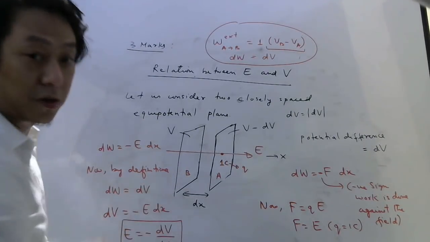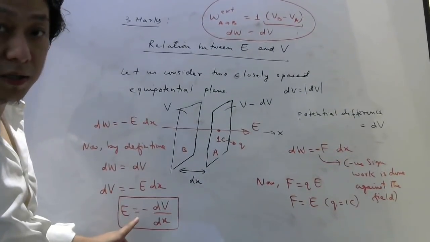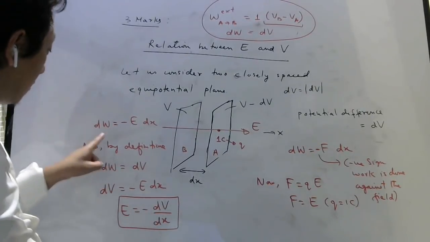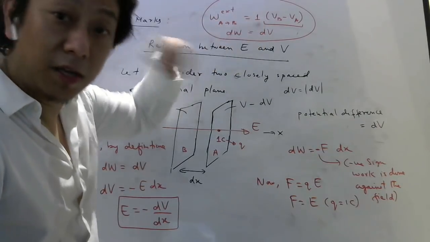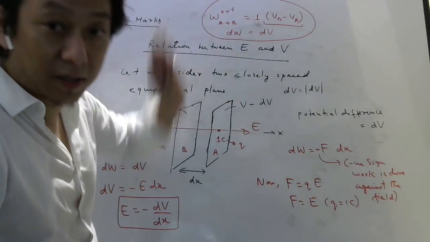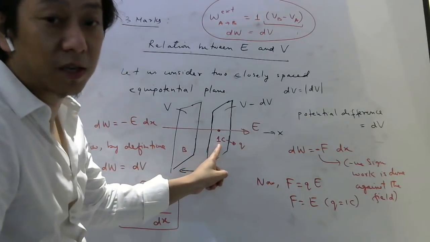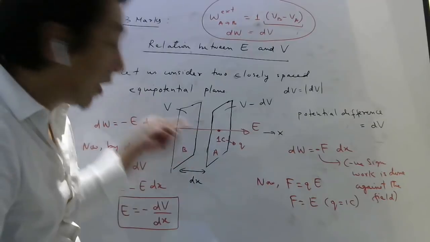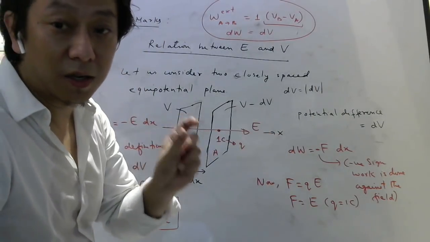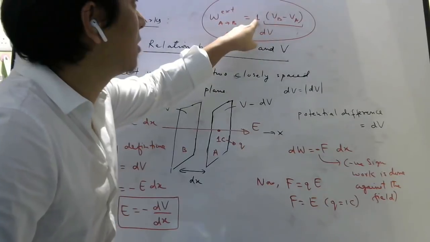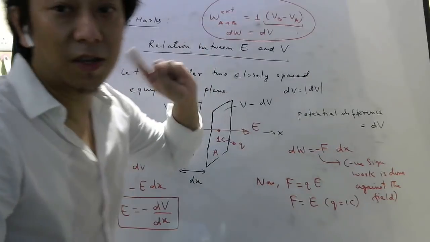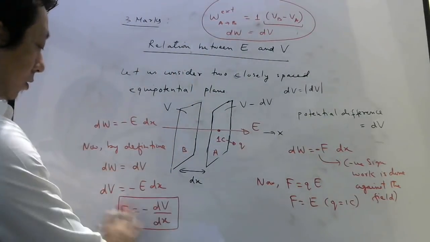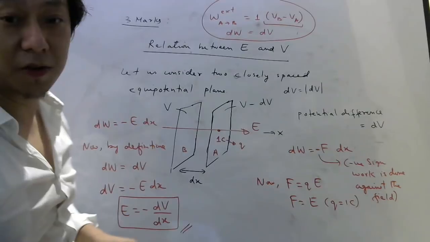So this will give you 3 marks. So E will be equal to minus dV by dx. If you are confused why I wrote dW as dV, then see this thing which I have already explained. Work done by some external force to move this 1 coulomb charge from one point to another point against the electric field is nothing but potential difference, because this Q is 1 coulomb. If it was Q, then it will be Q into VB minus VA, I know already. So this is something that we have done already. Please check it out.